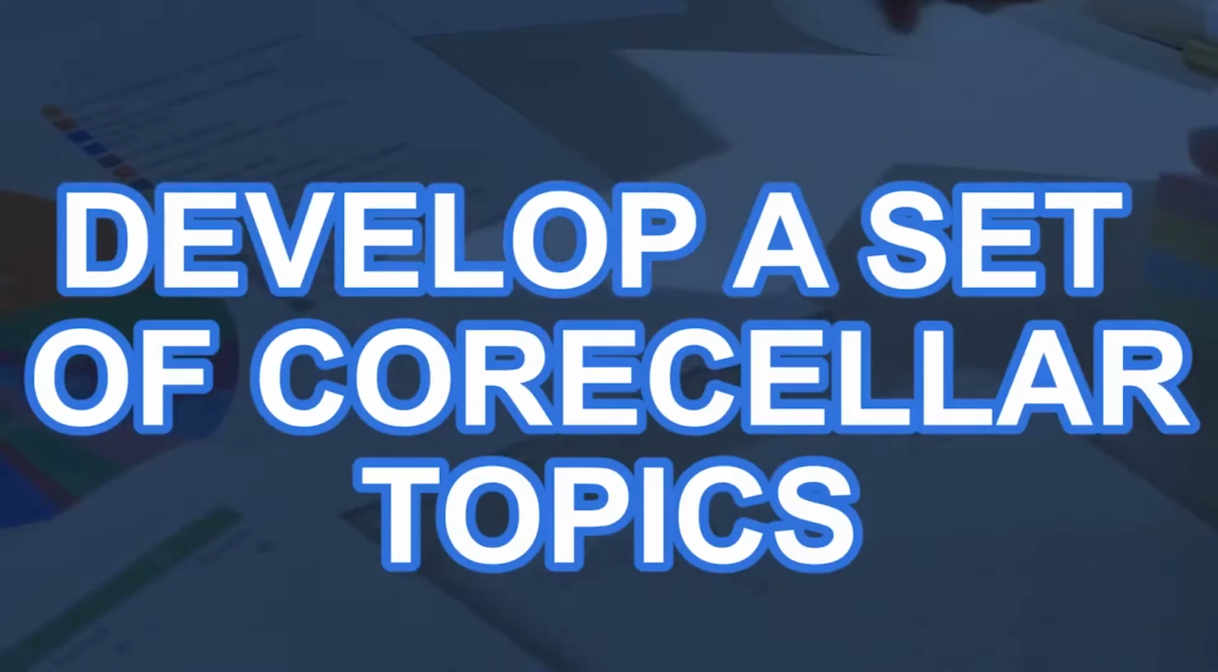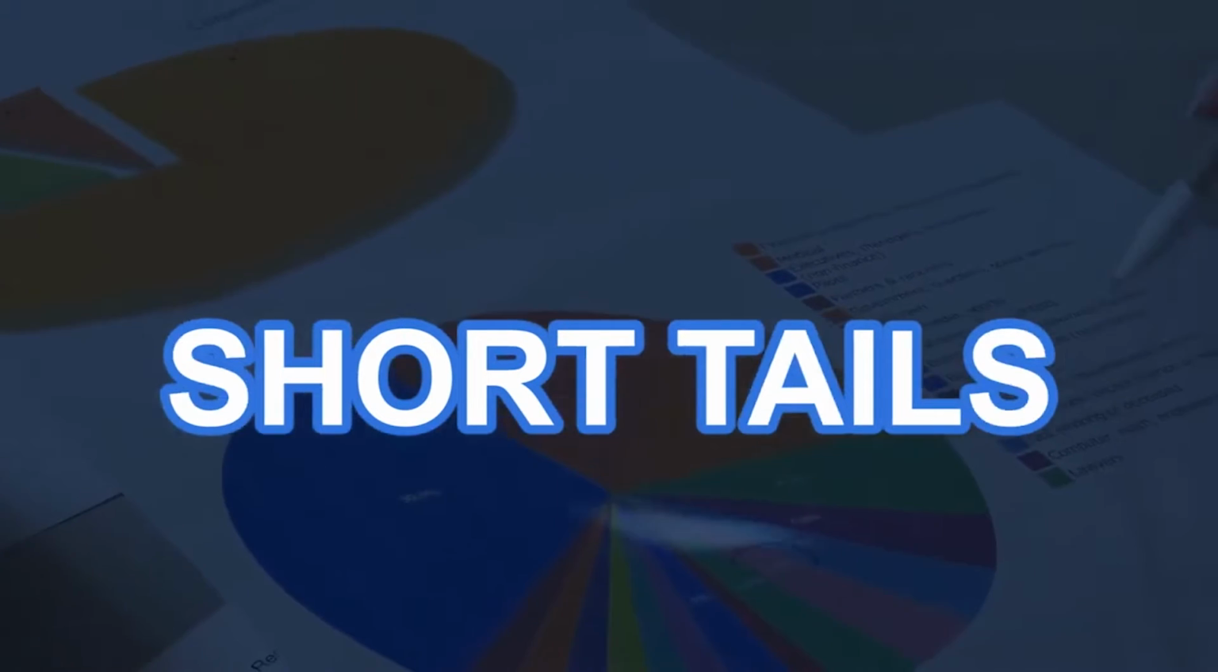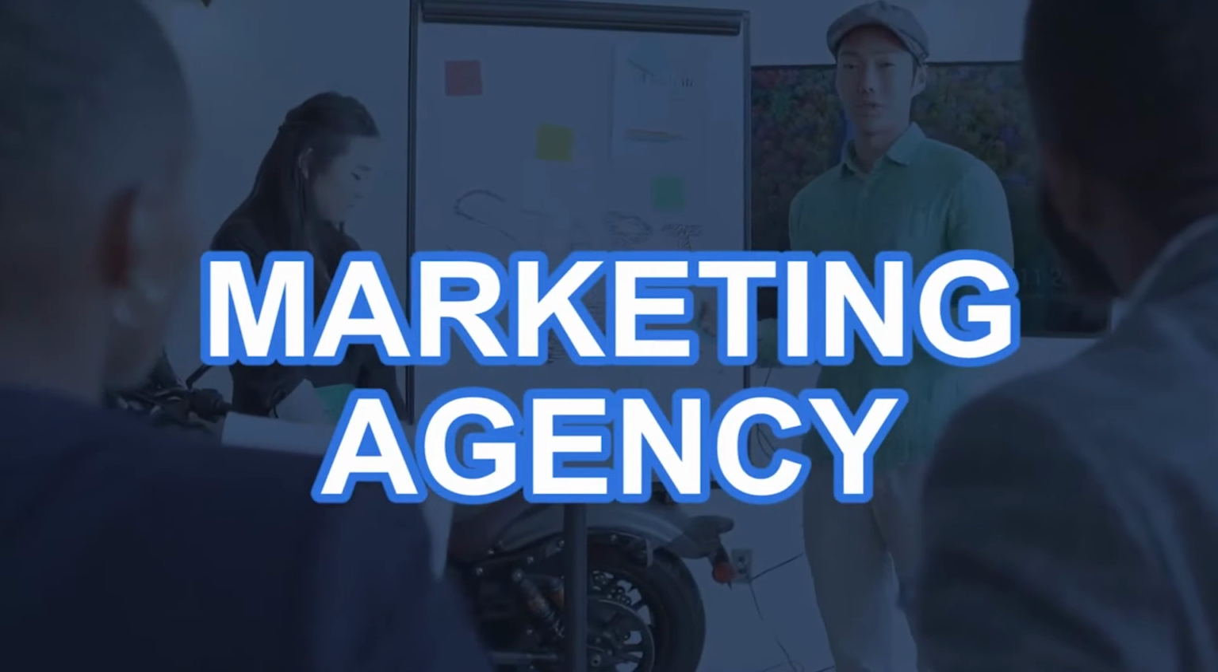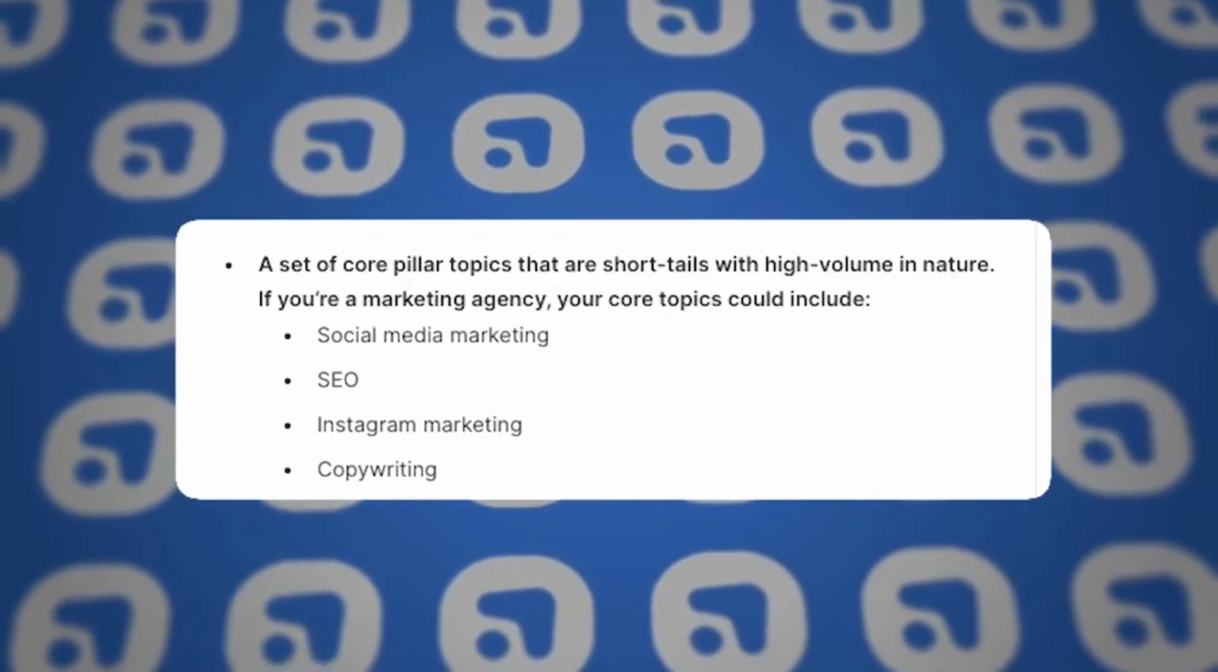So through understanding this, you want to do some competitive analysis to determine what actually you want to go after in your optimization strategy. And we recommend doing the following. Develop a set of core pillar topics that are short tails with high volume in nature. If you're a marketing agency, your core topics could be something like social media marketing, SEO, Instagram marketing, copywriting, etc.